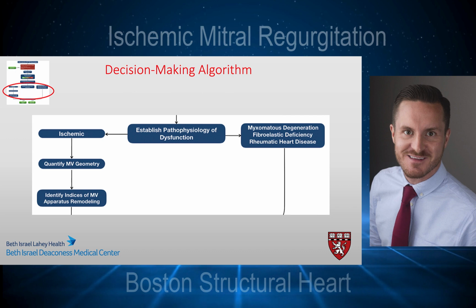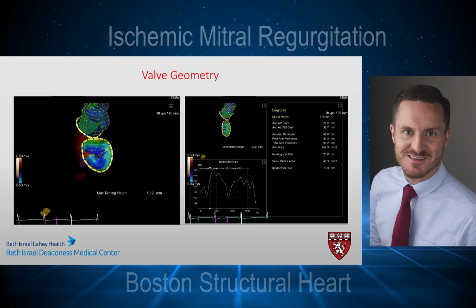Next, in our decision-making algorithm, we try to establish the pathophysiology of dysfunction. In this instance, given this patient's history and known ischemic heart disease, this is ischemia related. So our next step is to proceed with quantification of valve geometry and to identify indices of mitral valve apparatus remodeling. When we quantify mitral valve geometry, there are simple-to-use artificial intelligence software packages available on Siemens, Philips, or GE machines. These give us an abundance of information, as highlighted in this image here.